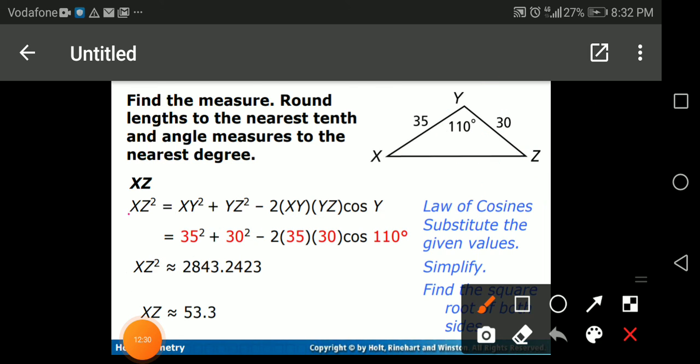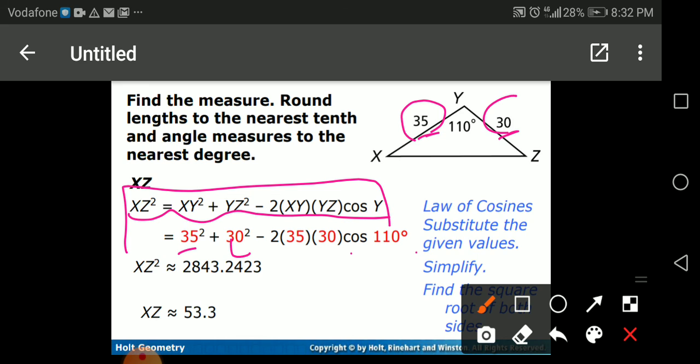We have written the rule, then we substitute from the numbers given above: XY², 35², YZ², 30², minus 2 times 35 times 30, then cosine 110. Is it very difficult? No, it's very easy. Just study the rule well and then substitute in the rule. Then use your calculator. We haven't anything easier than that. So in the calculator, 35², plus 30², minus 2 times 35 times 30, then cosine 110. So you got this number.